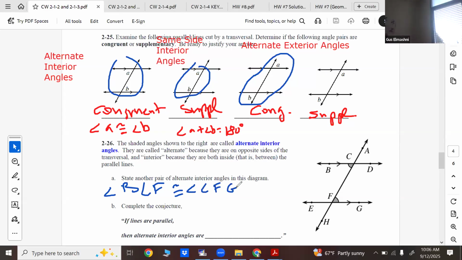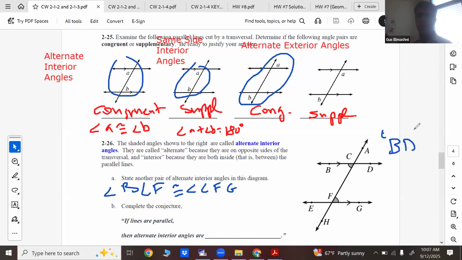See how it's marked? BCF, CFG, those are marked. Those are alternate triangles. Those are going to be the same. So when this happens, we can write a theorem or a conjecture or a statement or hypothetical, conditional, whatever you want to call it. If the lines are parallel, which they are, because right now I know that BD, you're told BD is parallel.